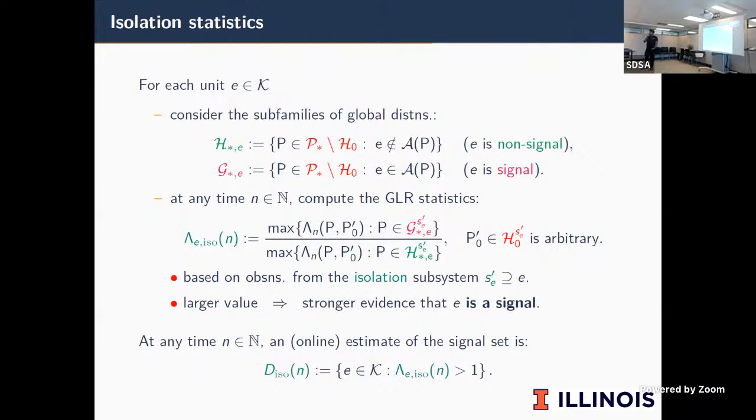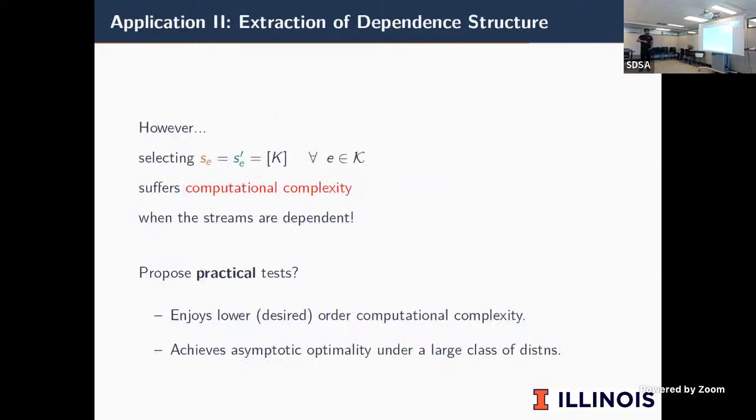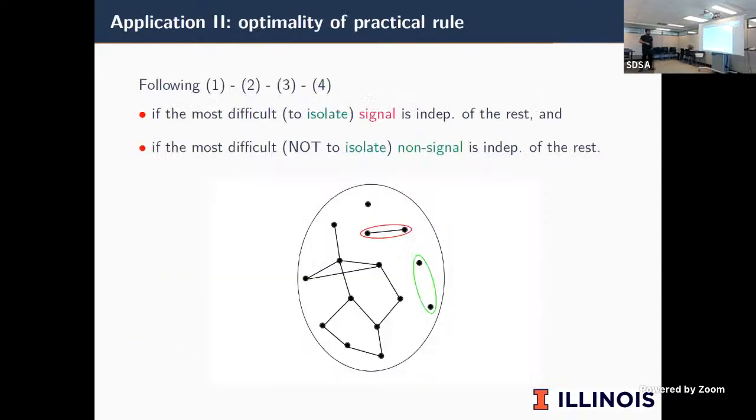Can you please go back to the image where you had subsystems? Yeah, the last one. In this one, are you assuming that the signal is only present in the pair that you have represented there? Yeah, signal means dependence here. So I am in the problem 2 setting. Okay, so extraction of dependence structure. Right. So dependence is a signal.